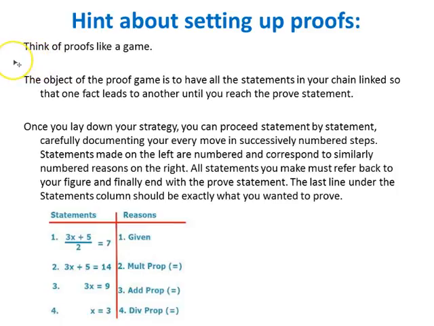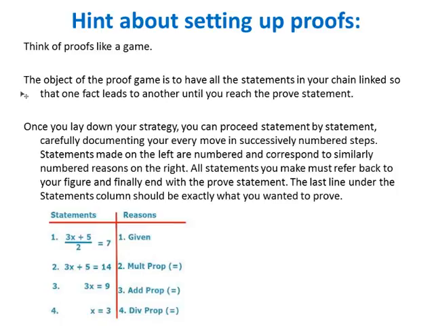So think of proofs like a game. And the object of the proof game is to have all the statements in your chain linked so that one fact leads to another until you reach the proven statement. So once you lay down your strategy, you can proceed statement by statement, carefully documenting your every move in successfully numbered steps. And if you look below, here's an example of a proof.